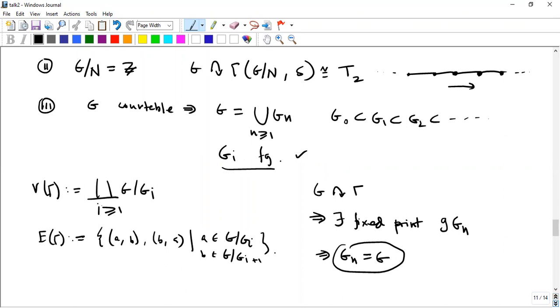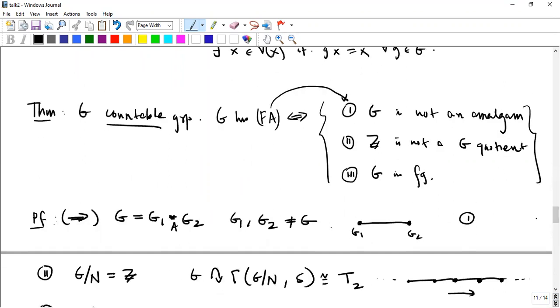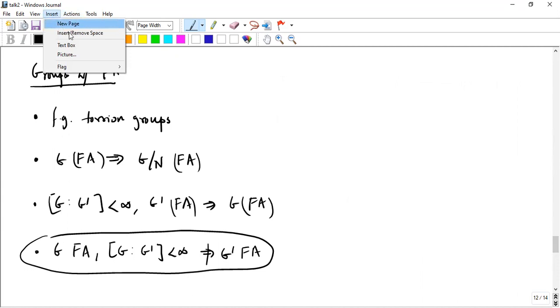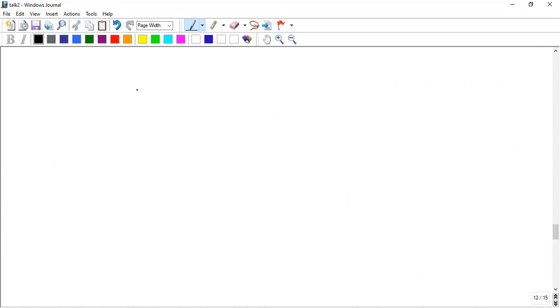Okay, so we proved one direction. For the other direction, it's slightly harder. So for the converse, we have a group which has no Z quotient, which is finitely generated, and it is not an amalgam. We want to prove that it has property Fa. So let's say that G acts on a tree without inversions.